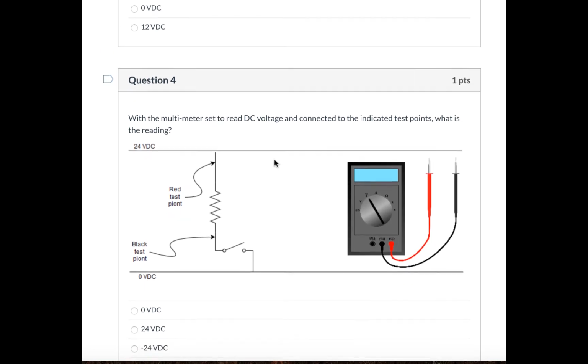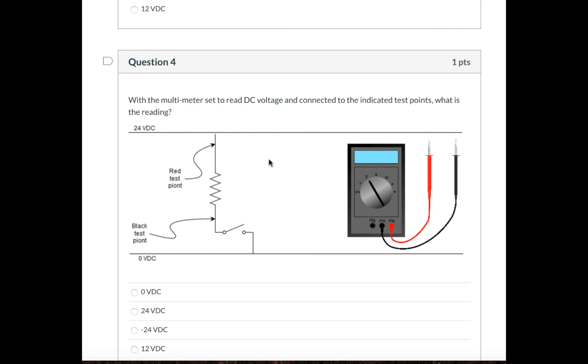Okay, in question 3, we had voltage drop across the resistor because we had current flow through the resistor. With this open switch, there is no current flow through here. Remember, the current wants to go from high voltage to low voltage. So there is no current flow through here. And because there's no current flow, there's no voltage drop across the resistor. So the voltage here is 24 volts, and the voltage here is 24 volts, relative to this 0. The difference between this voltage and this voltage is 0. So we're going to read 0 volts DC.